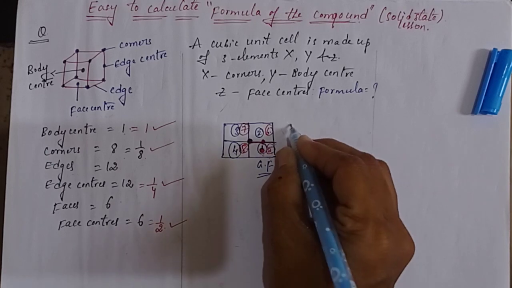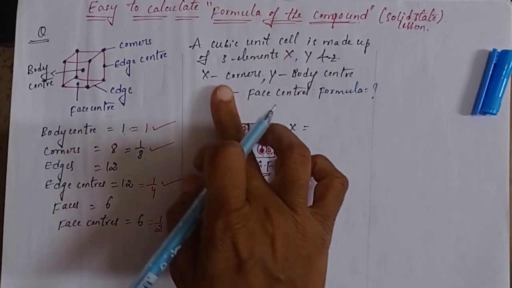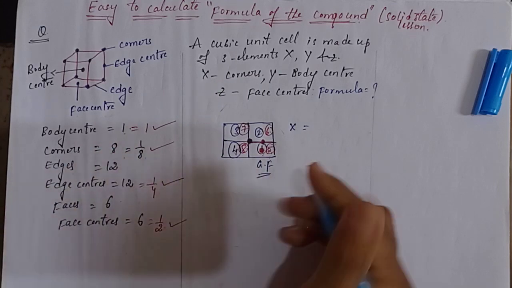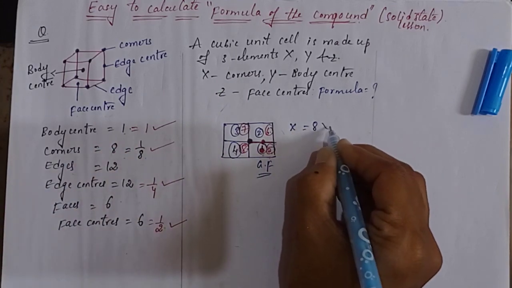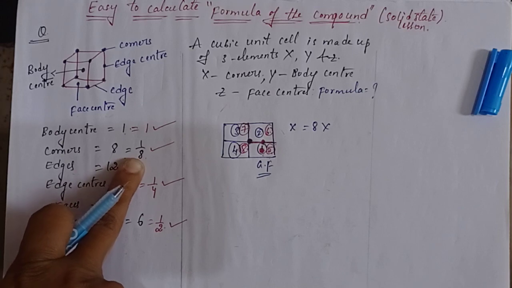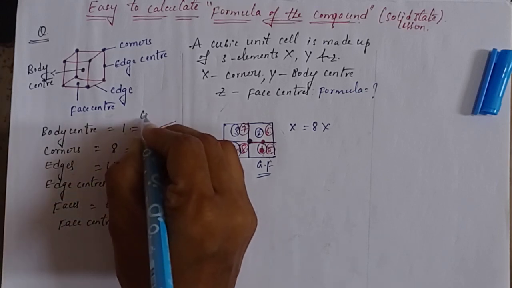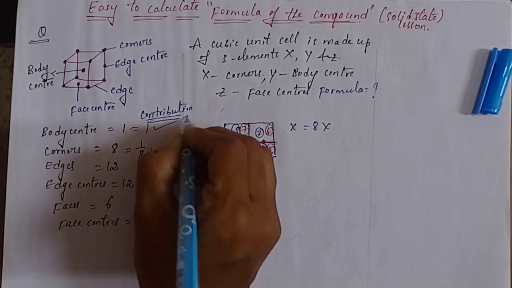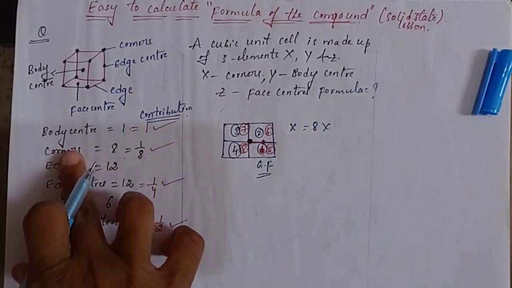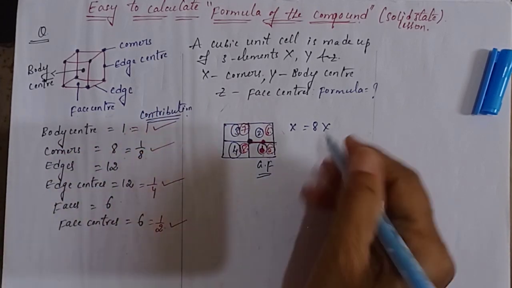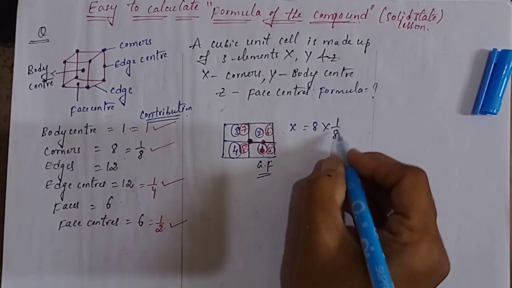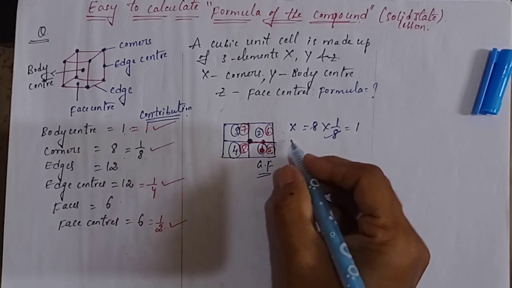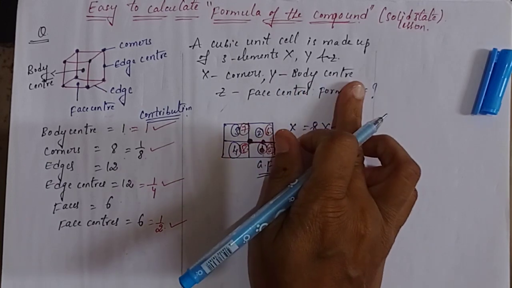Suppose I am calculating the X value. X is at the corners. How many corner particles will be there, students? 8 corner particles are there, and each corner particle's contribution is 1 by 8. So 8 into 1 by 8, the 8 gets cancelled, and 1 remains.